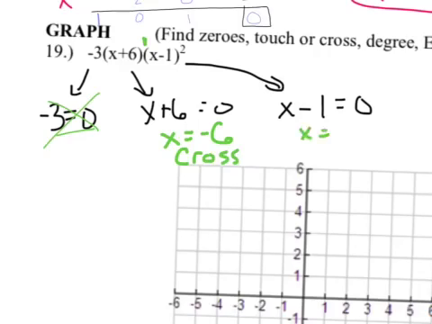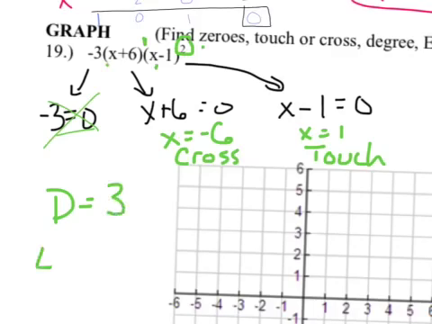X minus 1, so x is equal to positive 1. There's a 2 on the outside, so that means it's a touch. I also need to state what's the degree. Since there's 1x here and there's 2 there because of the exponent, my degree is 3. And my end behavior, it's degree of 3, so I know my ends are going to go opposite. And it's a negative leading coefficient. So opposite ends and negative coefficient means negative slope. So that means I'm going to start up and I'm going to go down.